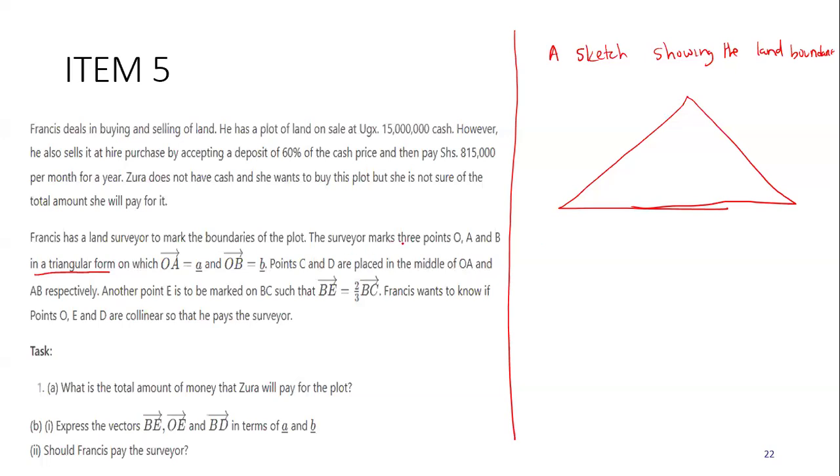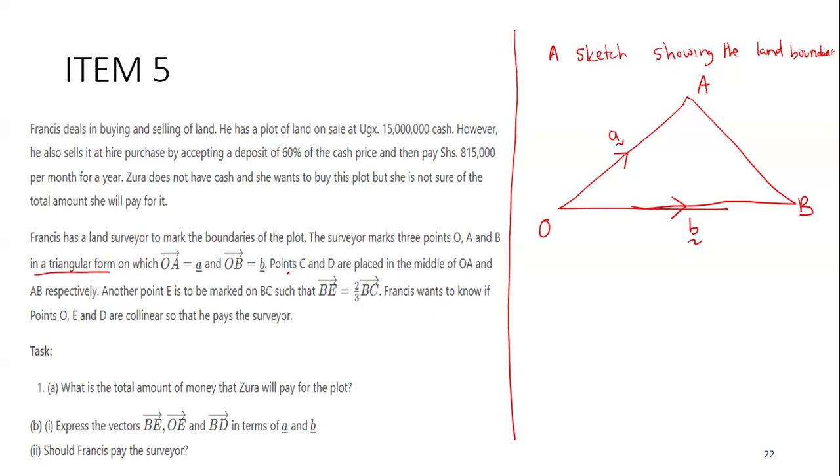So they told us to mark 3 points. This one is going to be my O, this one is going to be my A, and this is going to be my B. Then they told us O to A, now you put the arrow to show the direction, and it has been given as a. O to B, put the arrow to show the direction, this is now b.